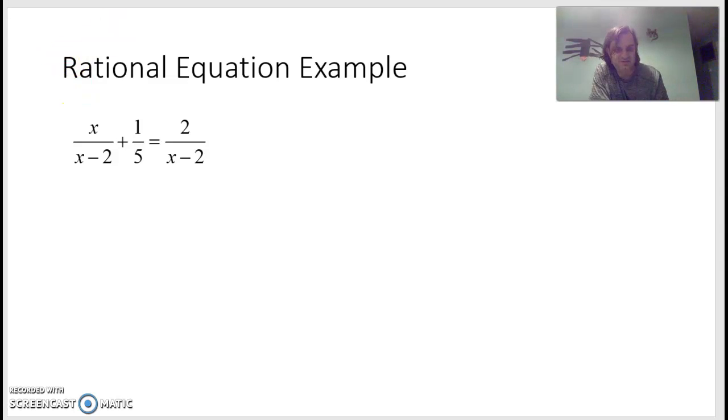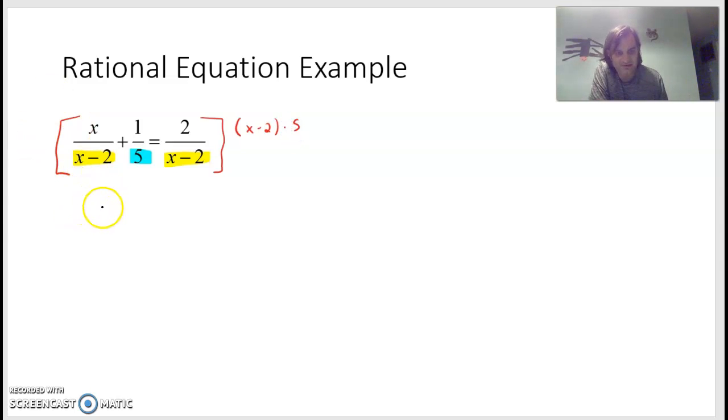When we look at these, we see x minus 2 as one of the denominators, and we also see a 5. I apologize, I had to cough really bad there. But we have the denominators x minus 2 and 5. So we're going to multiply the entire equation, both sides, every term, by x minus 2 and 5. I'm going to write that out with every term.